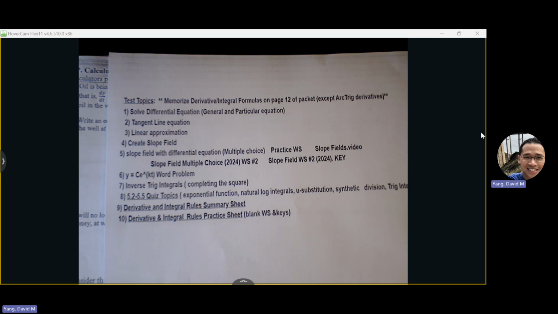And then we need to know all of our derivative and integral rules. So on your test review, I have the test review packet. I have the formula sheet in the back where you can practice with all of the new derivative and integral rules that we've covered, going all the way back to first semester or so.